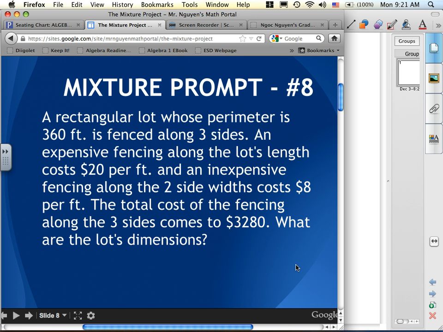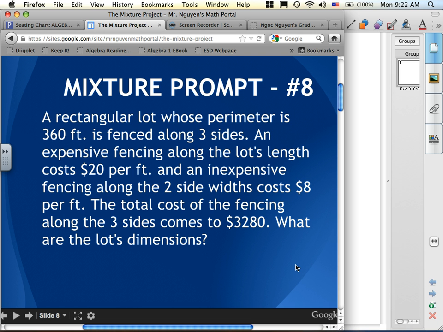Let's get ready. A rectangular lot whose perimeter is 360 feet is fenced along three sides. Now understand that this particular statement can be confusing, but I did say that the entire perimeter, which is all four sides, is 360 feet. However, I only want you to fence just three sides. And which side specifically? Well, here it is.